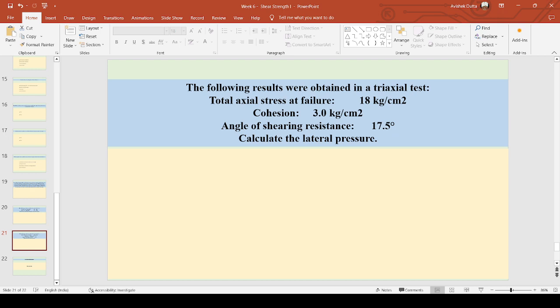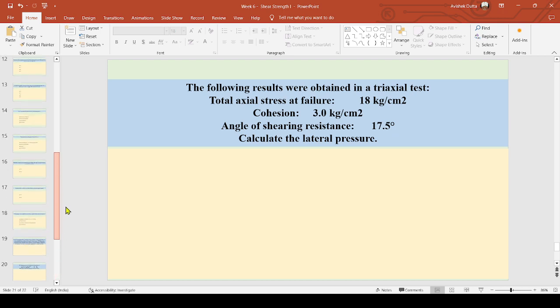So when axial stress is given 18 kg per centimeter square, cohesion is given 3 kg per centimeter square, and the angle of friction or angle of shearing resistance is given 17.5 degree, then what is the confining pressure or the lateral pressure applied in the test on a particular soil sample? The axial stress is 18, cohesion is 3, angle of shear resistance 17.5 degree.